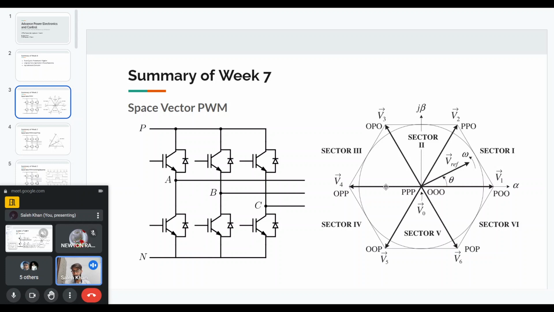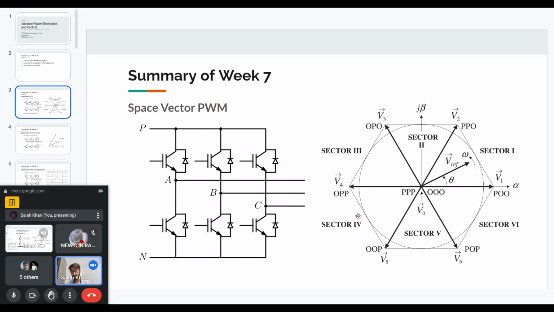For example, the horizontal line here is the voltage of the A phase. Along this line, if we have any voltage, then we can say that it is the voltage in the A phase. At 120 degrees apart, the voltage vector V3 here will be the voltage along phase B, which is 120 degrees apart from phase A. And another 120 degrees apart would be phase C.